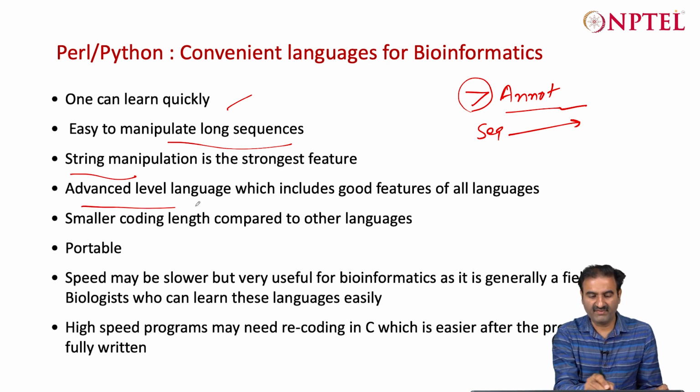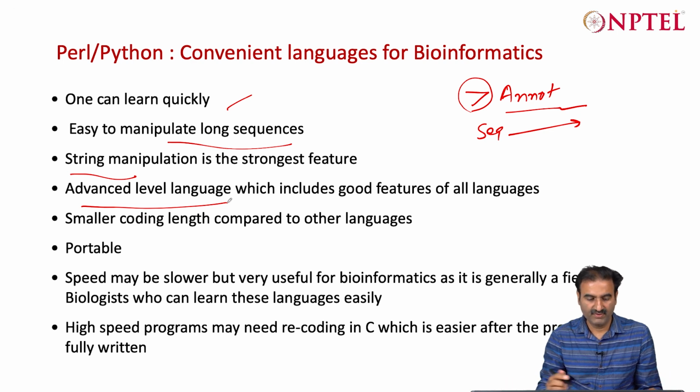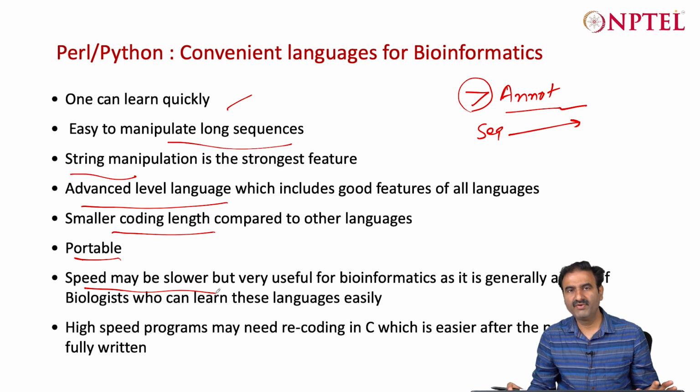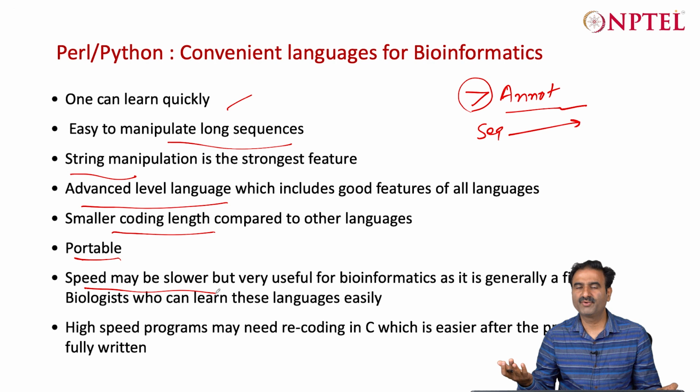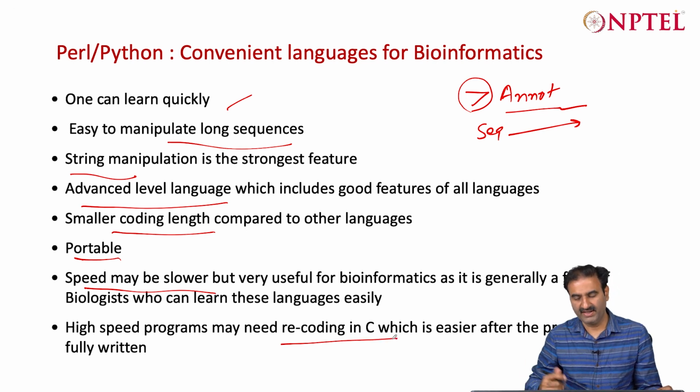So it is an advanced level language and includes good features of all the languages. It has smaller coding length and is very portable. Speed may be slow, but you will not realize that it is slow. And once you have made the program, you can always convert it into a C program later. But initial development and optimizing of the program you should always do in these kinds of languages, Perl or Python, and recoding in C may be done later.